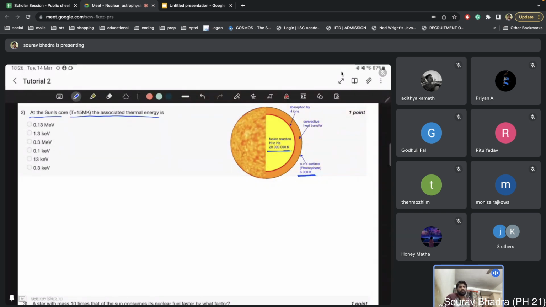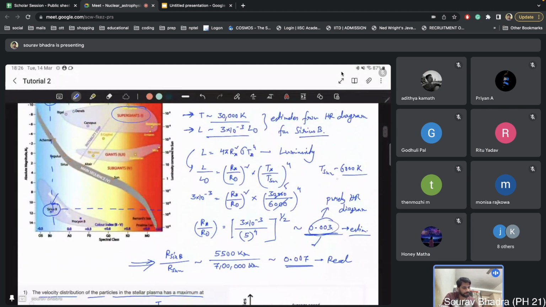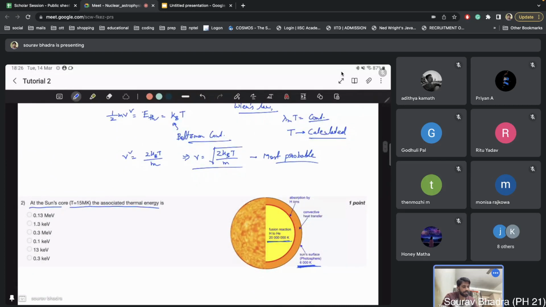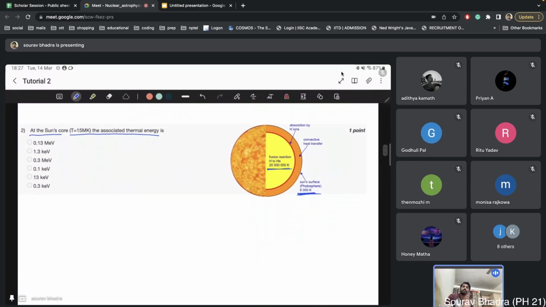Whenever you go deep into a star, the temperature will increase. So never confuse that while calculating the luminosity, I used the temperature of 6000 Kelvin, which is the surface temperature, but at the core the temperature is quite different. So we will calculate that. The T core is given as 15 million Kelvin. Here it is 20 million Kelvin, but in the question it is given as 15 million Kelvin, no problem. And we will calculate the thermal energy E thermal, which is actually kBT, where kB is the Boltzmann constant again.